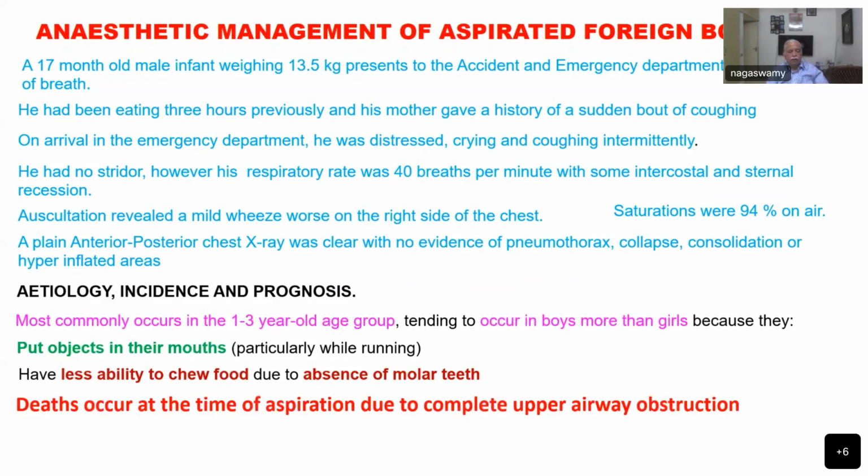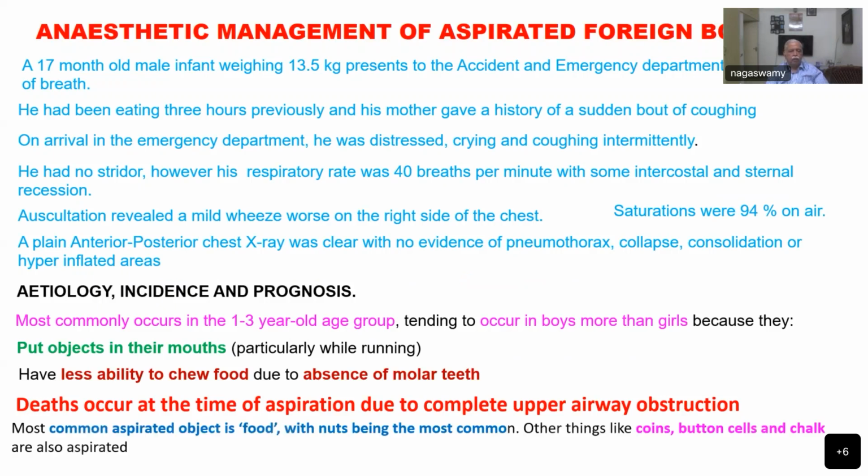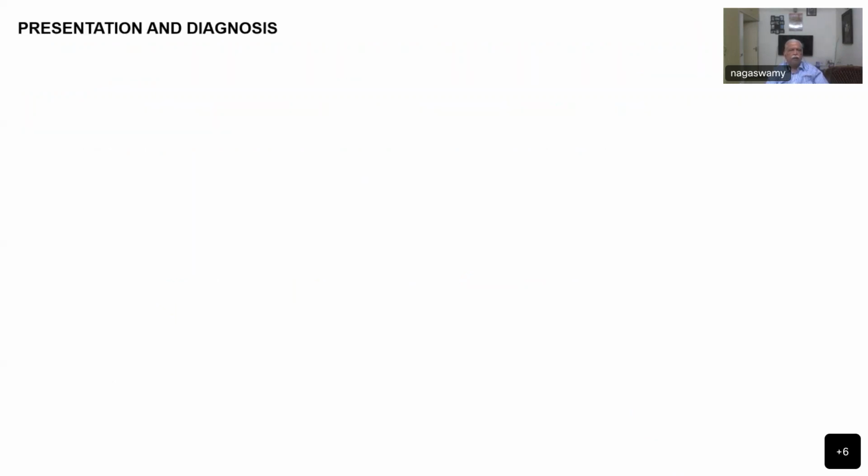And death will occur immediately if it is a complete upper airway obstruction, like a coin getting caught in the larynx or in the trachea, completely occluding the opening. Then it will be instantaneous death. The most common aspirated objects are food, and other things like oil, button cells, and chalk are also aspirated.